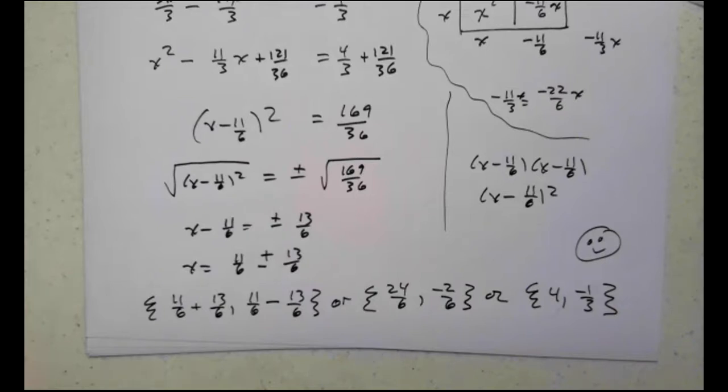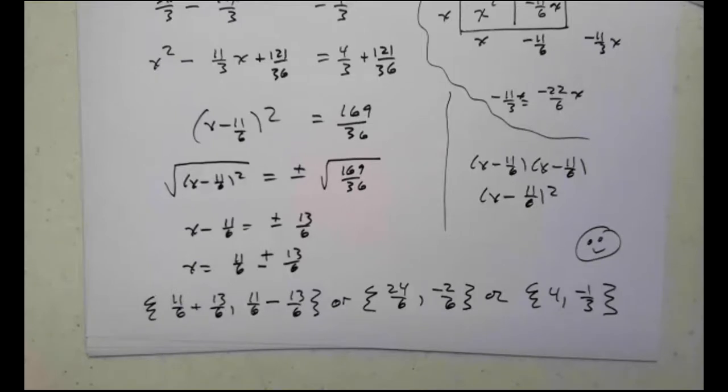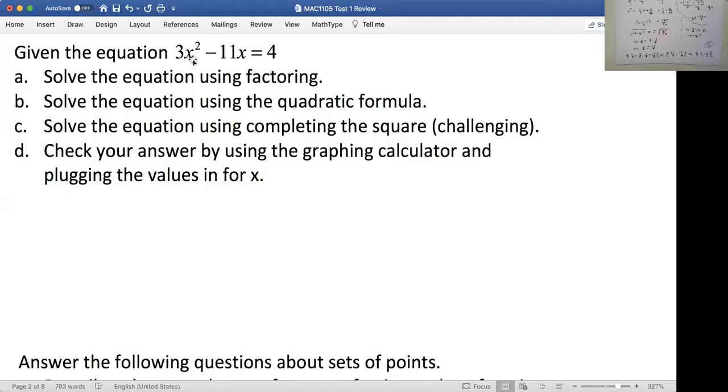So we want to check this with the graphing calculator. We believe that 4 is x, so I'm going to take 4 and store it in x. Now, what do I want to show? What do I hope? Remember, my question is 3x squared minus 11x equals 4. So let's see if that's the case. 3x squared minus 11x. Oops, hit the wrong button there.